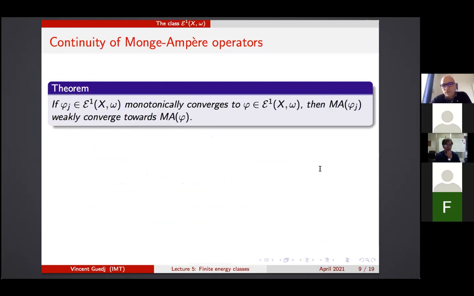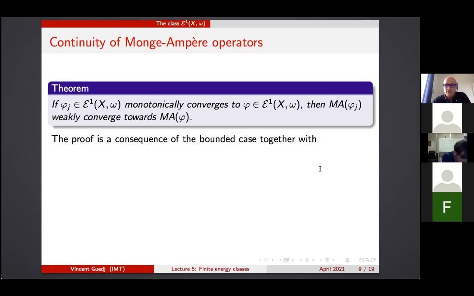So these Monge-Ampère measures have the same continuity properties as we have encountered in the Bedford-Taylor theory. If phi j is either decreasing to phi or increasing to phi almost everywhere, then the Monge-Ampère of phi j weakly converge to the Monge-Ampère of phi.